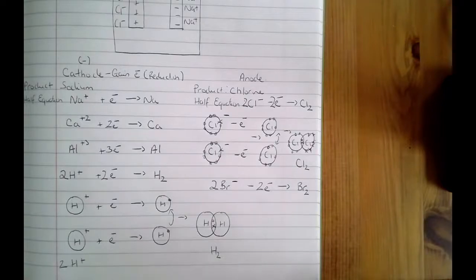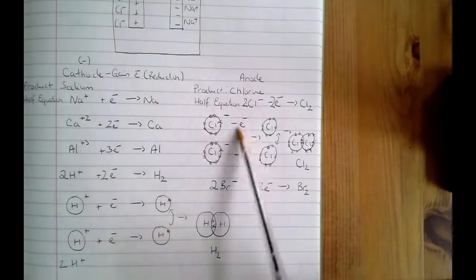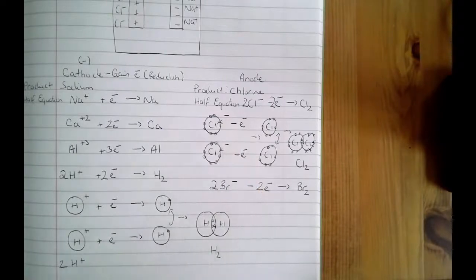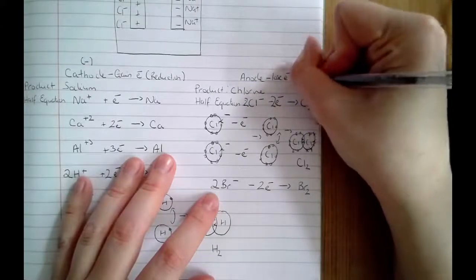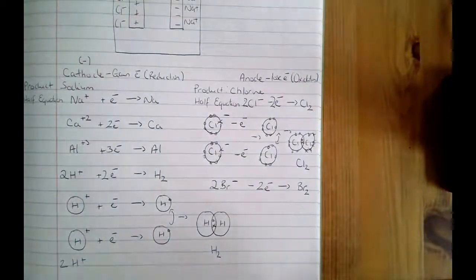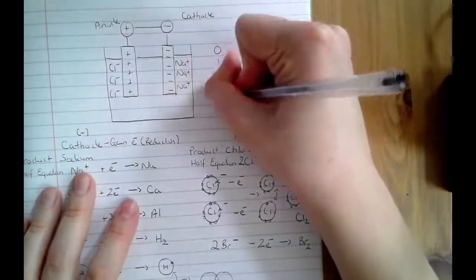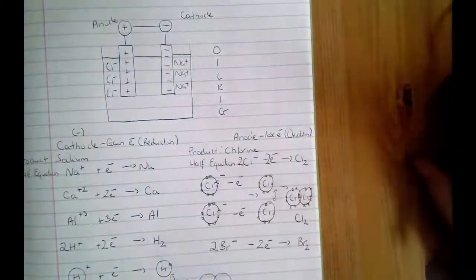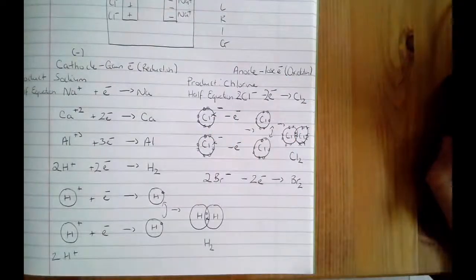Okay, so these are called half equations. At the cathode, we saw we were always gaining electrons. At the anode, we are always losing electrons. So you're always going to lose electrons at the anode. And if you're losing electrons, it is oxidation that occurs at the anode. So hopefully you remember OIL RIG. Oxidation is loss, reduction is gain of electrons. You're losing electrons at the anode, so it's oxidation that is taking place at the anode.